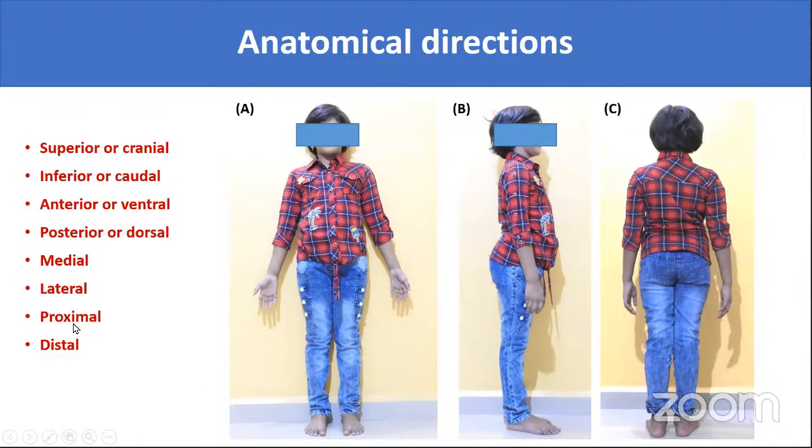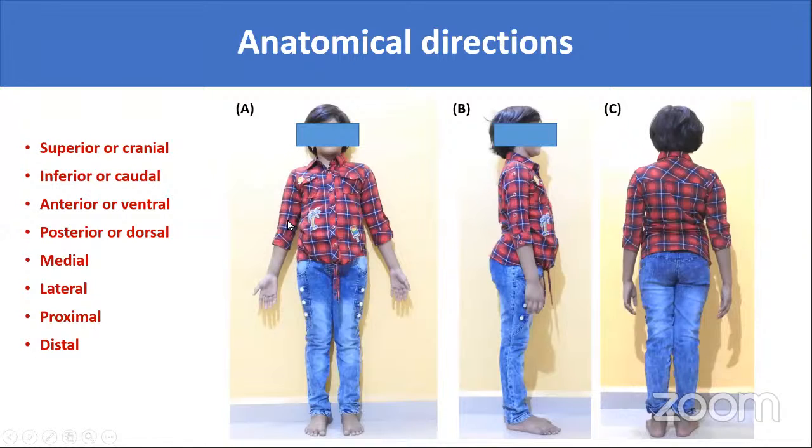Now let us come to the next part, the proximal and distal. For example, let's take the upper arm, the humerus bone. The humerus bone is attached to the shoulder bone, that is the pectoral girdle. The part of the humerus bone or upper arm which is attached to the shoulder is called the proximal part. And the part of the upper arm which is away from this point of attachment is called the distal part.